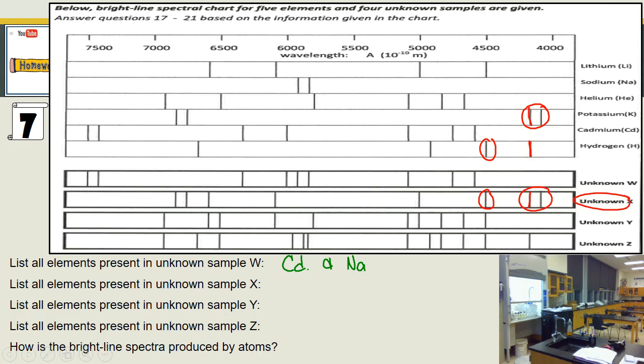And I'm still dealing with X. This band is not there. So that crosses off hydrogen. Hydrogen is definitely not in.